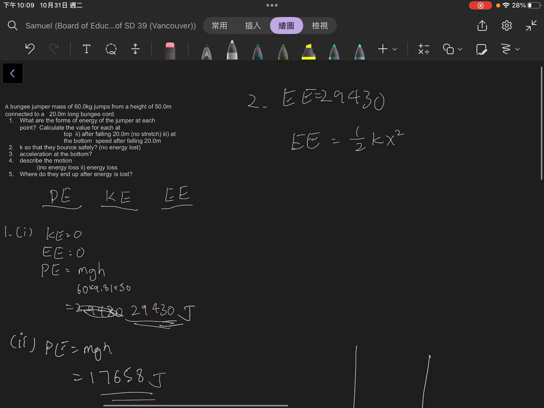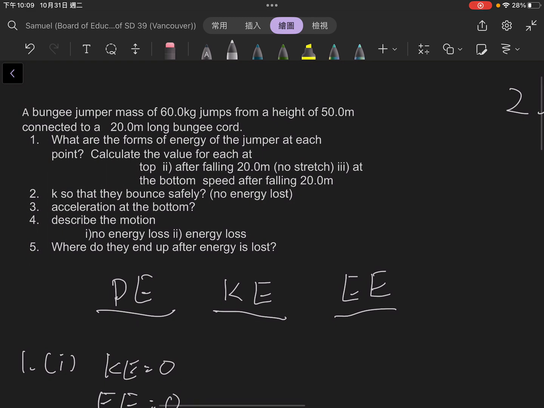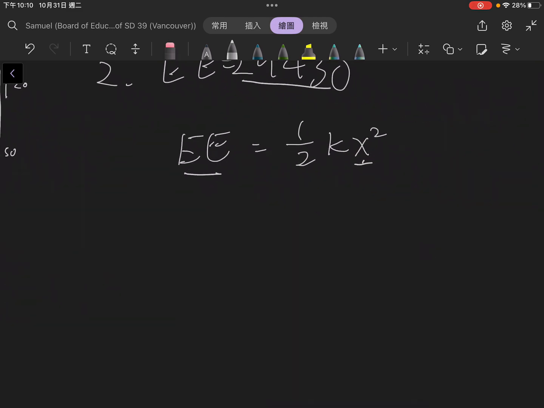Simple equation again. There are two values that we know, EE and x. x here is the displacement, which is how much the cord has stretched. From the question, we know that the cord is 20 meters long normally. However, at the bottom, it will be stretched to 50 meters. So it has stretched 30 meters. That's the difference.